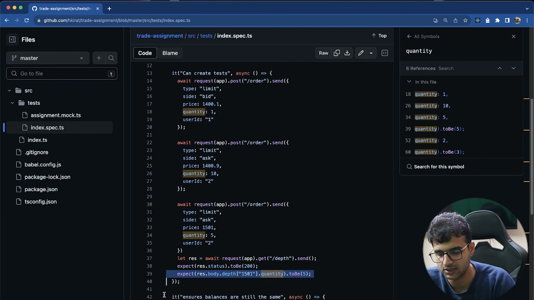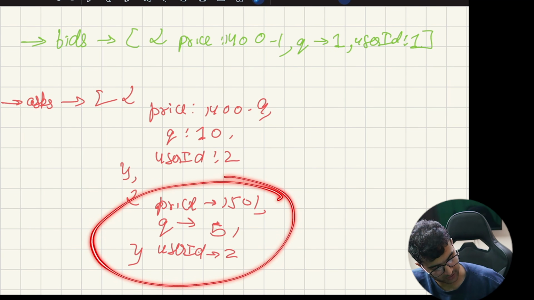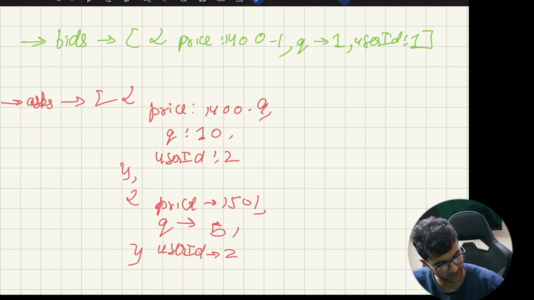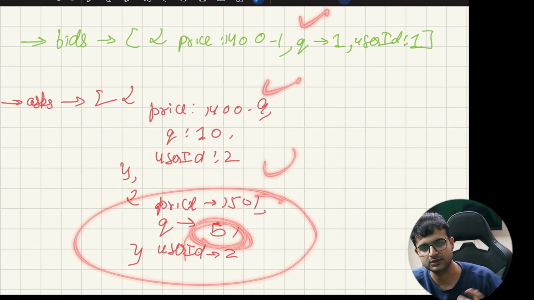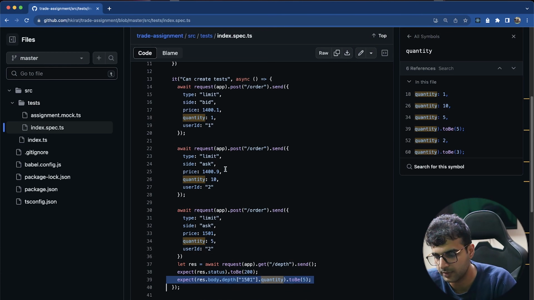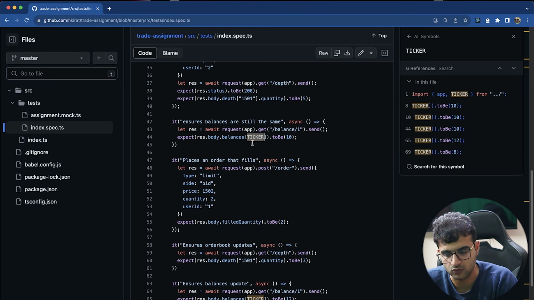What is this logic right here on the iPad? It is this specific order that we're trying to compare. When we get back the depth, we will get back 3 values. For 1501, the quantity should be 5, because that's the quantity that currently exists on the order book based on the orders we have placed. Ensure that the balances are still the same. No order should have been matched until now, which is why we send a request to check the balances and make sure the user still has 10 of the ticker stock, which is Google in this case.